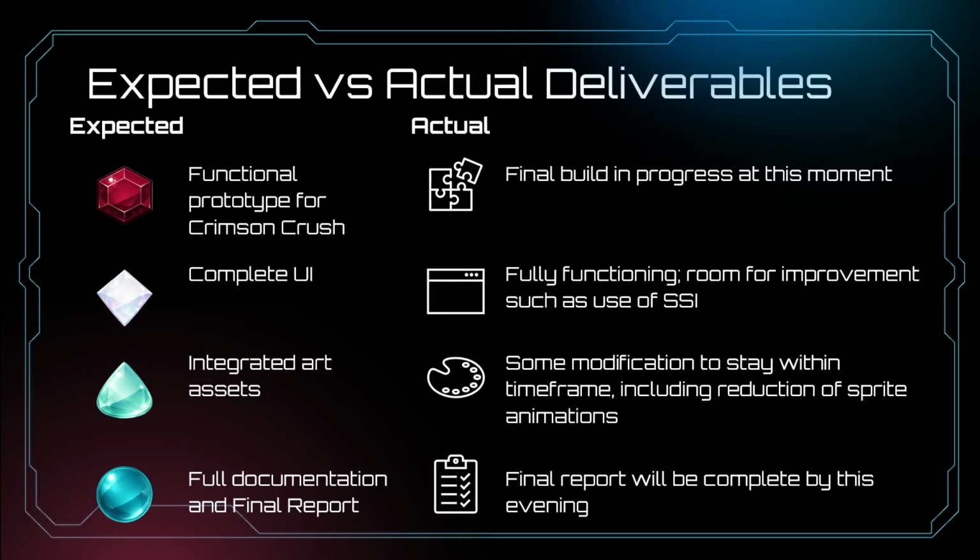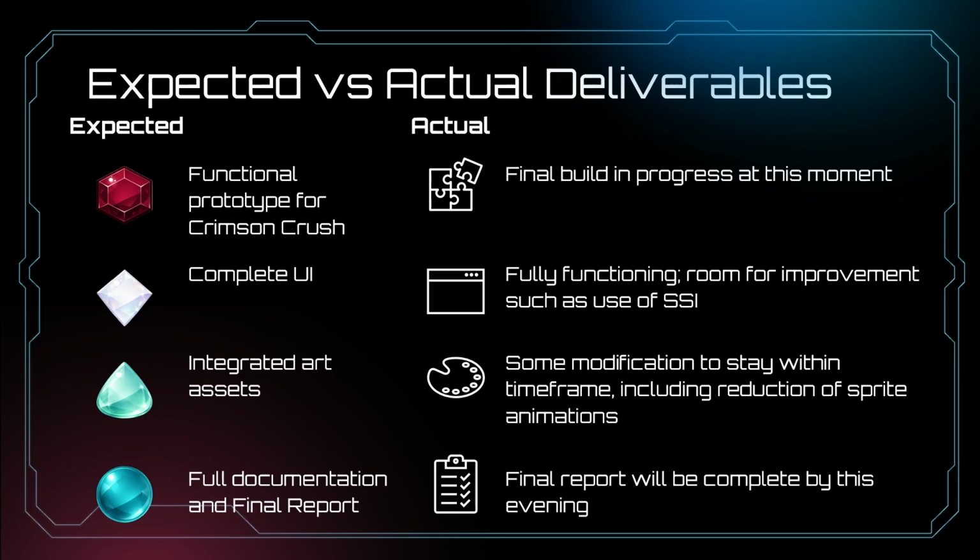At the start of the project, we outlined our expected deliverables: a functional prototype, a complete UI, integrated art assets, and documentation. We met most of these goals. The UI is fully designed, the art pipeline is complete, and the game loop is functional. We also produced a polished set of visual assets and a cohesive interface. The prototype reflects the core experience we originally envisioned.